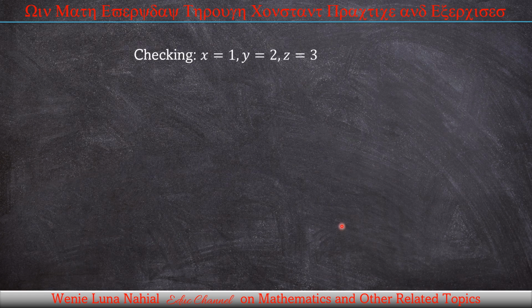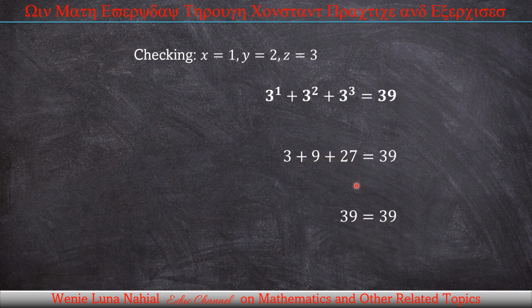Now let us check. Replacing x by 1, y by 2, and z by 3, we have this one. Then 3 raised to 1 is equal to 3, 3 squared is 9, and 3 cubed is 27. 3 plus 9 is 12, plus 27. So the left side is 39, which is equal to 39 at the right side. So we exactly got the values of x, y, and z.